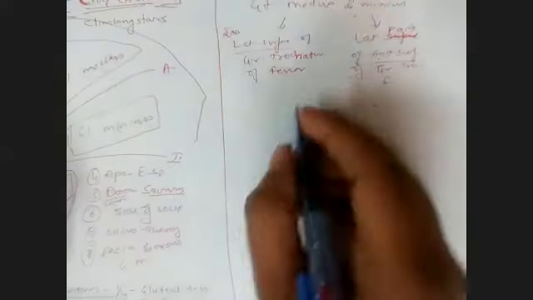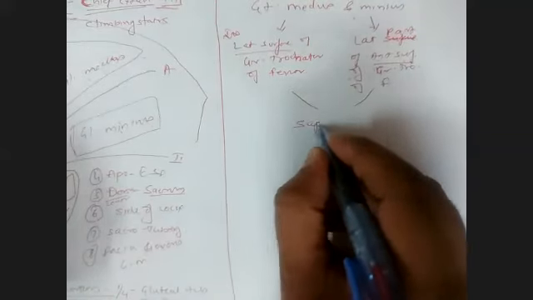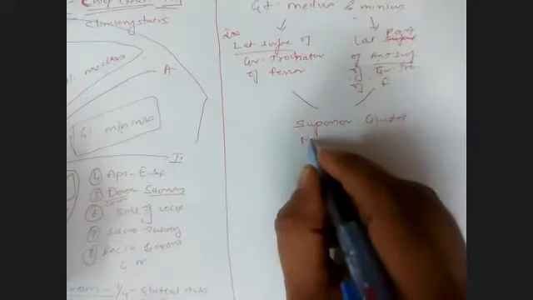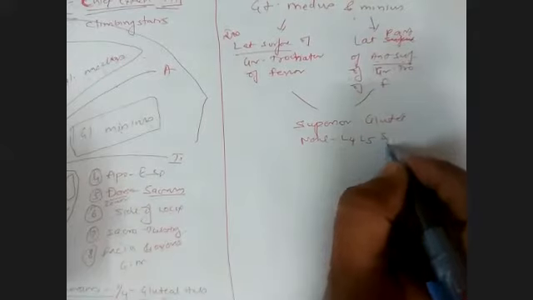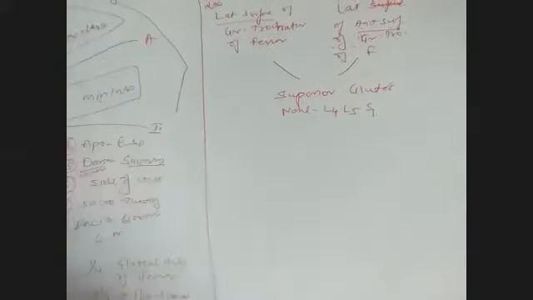Nerve supply of both of them is the superior gluteal nerve, and the root value of which is L4, L5, and S1. Why am I dealing with these two muscles together? It is because the actions of these two muscles are also to be dealt with together.